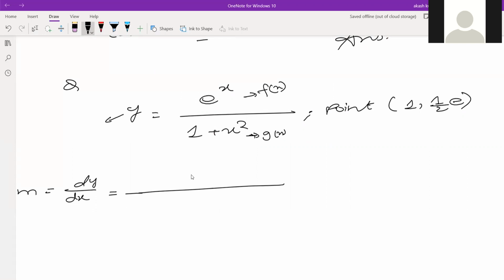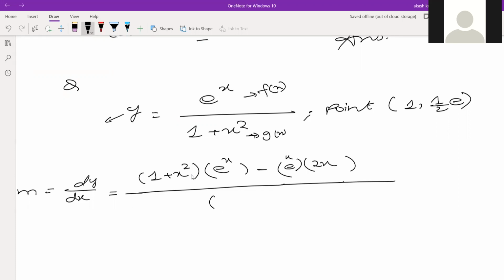No, the bottom. I mean the bottom. No, the bottom squared. Okay, 1 plus x squared as it is, and then we'll be taking the derivative of f of x, so it will be e^x. Okay, minus sign of the formula, and then e^x as it is. Yeah, e^x and then just 2x. And then in the bottom it will be 1 plus x squared whole squared, right?